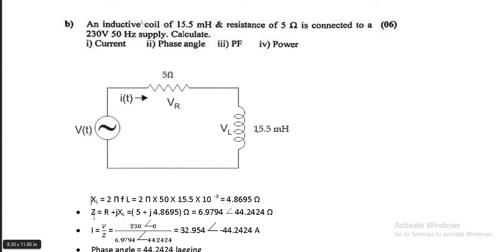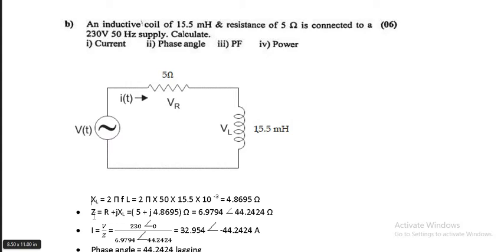Point to be noted over here is when I input any plus J value, that is imaginary part, when inputted as positive, the angle has to be positive. You can see over here. So current will be equal to V by Z. The voltage is given to you as 230, so I'll be taking it as 230 angle 0, because no angle is given, that means the angle must be 0. Divided by the polar form of Z, so it will be 6.9794 at an angle 44.2424.